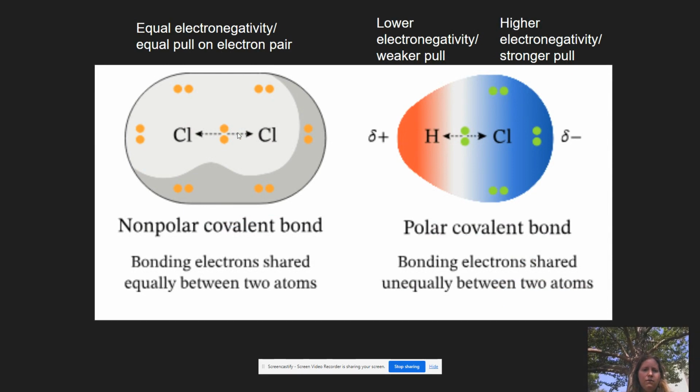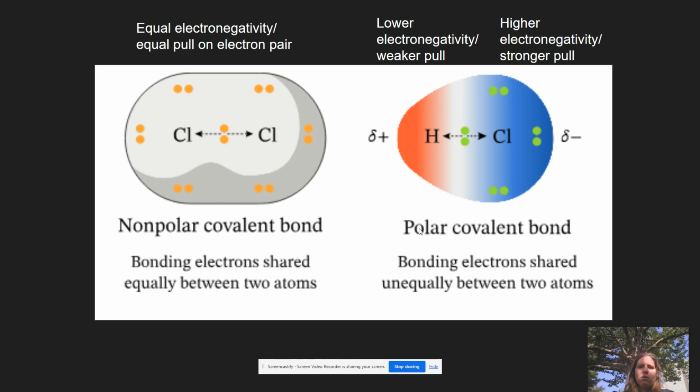If the pull for valence electrons is equal, as it is between two of the same types of atoms, we get a nonpolar covalent bond, where the electrons that they're sharing to each get 8 are pulled equally between the two atoms. Over here, the pull's not equal. One atom, chlorine, has a much higher electronegativity, a much stronger pull for valence electrons, and the hydrogen has a lower electronegativity, a much weaker pull. And so the electrons spend more time around the chlorine atom than they do around the hydrogen atom. This gives the chlorine end a partial negative charge and the hydrogen end a partial positive charge.